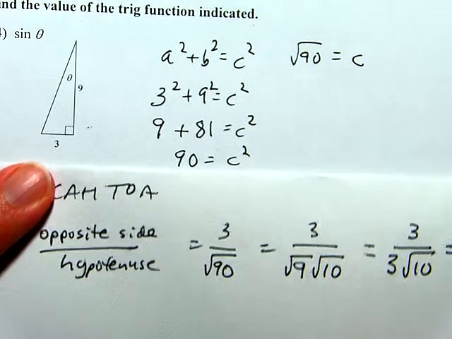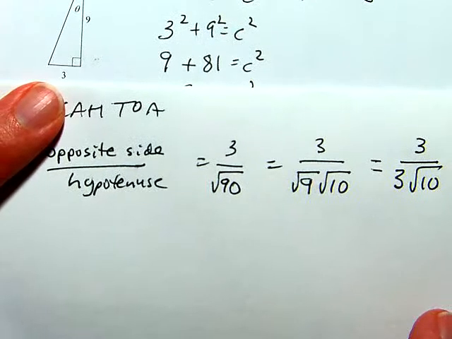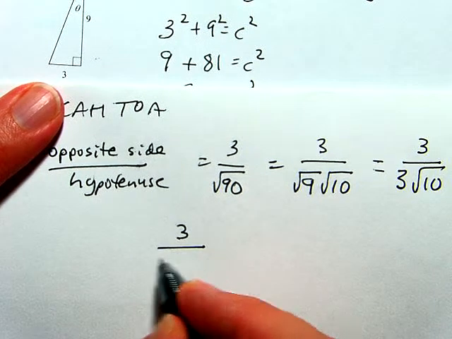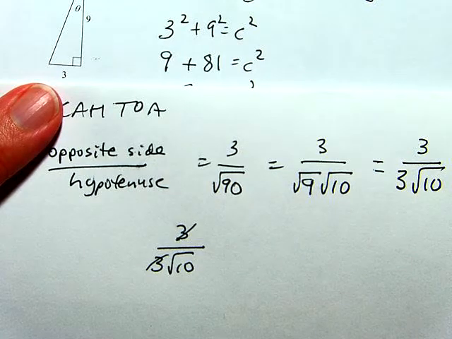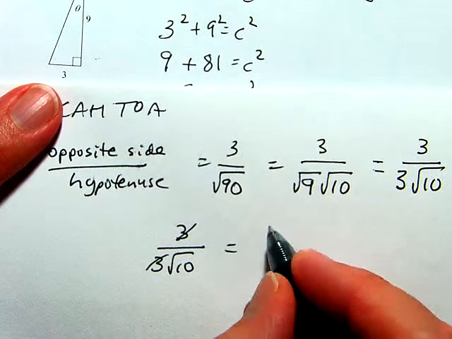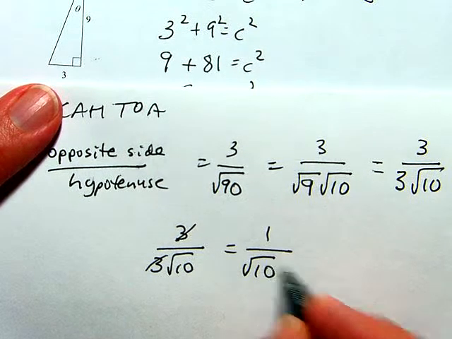Okay, we're kind of losing paper there. Let me scroll this down a little bit. We have 3 over 3 times the square root of 10. We can cancel out the common factor of 3 from the numerator and denominator. That gives us 1 over the square root of 10.